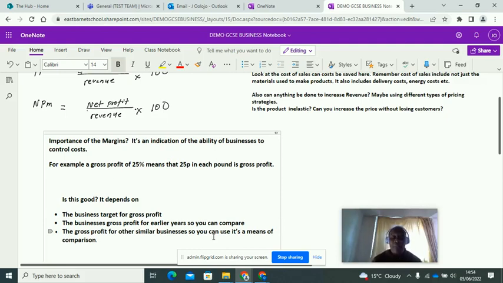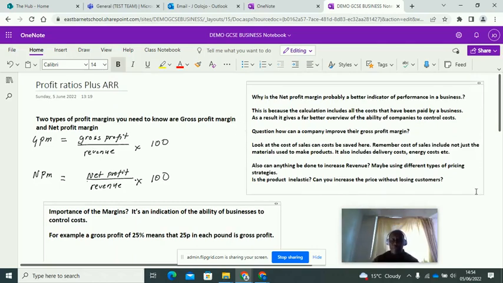Also, the gross profit for other similar businesses. This is quite interesting because you can then compare on the whole industry and know what normally you would expect as a successful company in that industry to have in terms of gross profit. Okay. One question I want to ask you is, why is the net profit probably a better indicator of performance in a business? This is because the calculation includes all the costs that have been paid by a business. Net profit shows all the costs, overheads, cost of sales, the whole lot. And as a result, gives a better overview than gross profit.